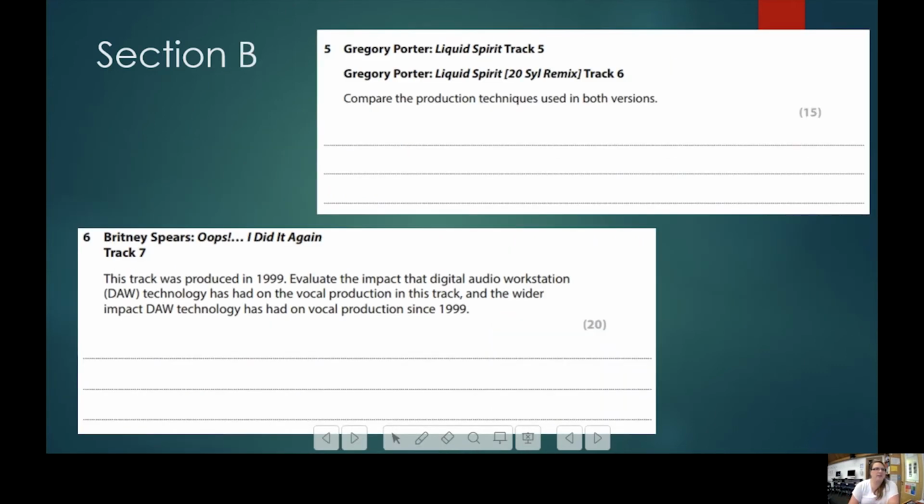Then here's a couple of examples of the kind of longer essay type questions where you're comparing the production techniques or evaluating the impact that a particular technological aspect has had on musical developments.